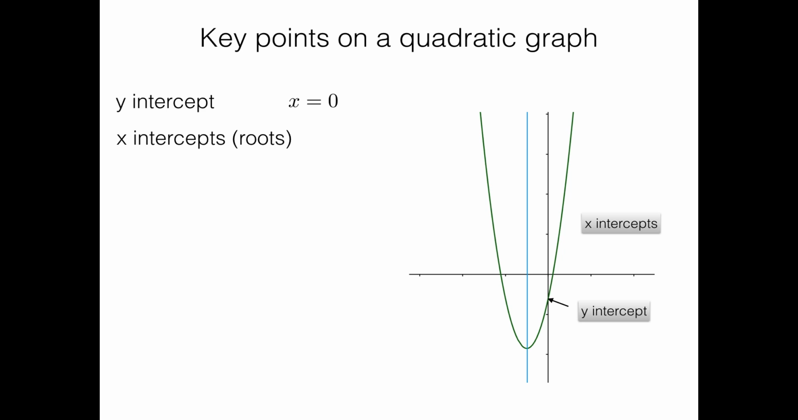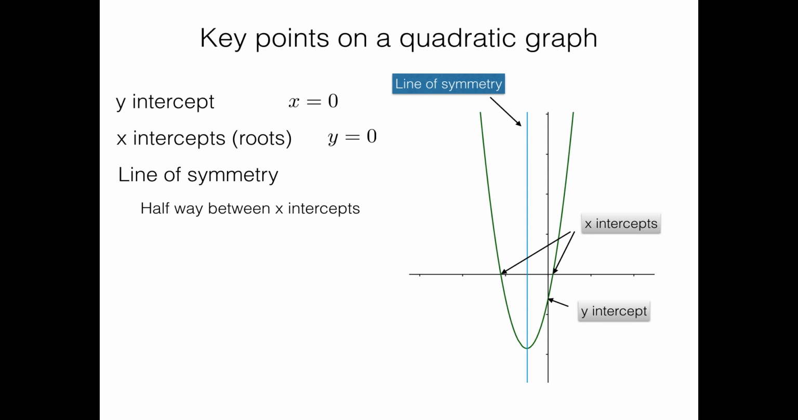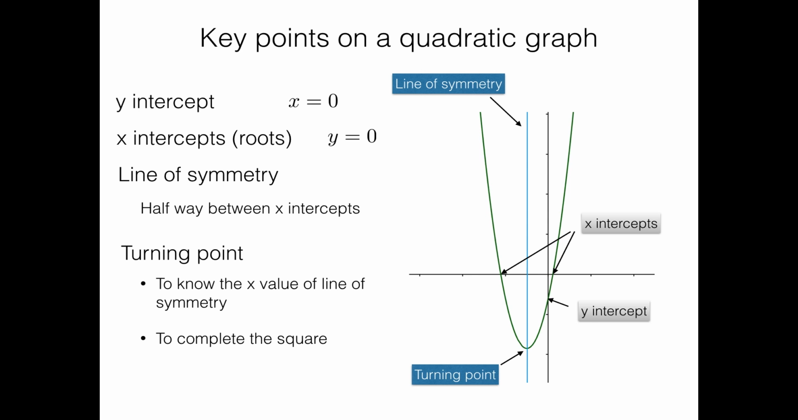Then we find the x-intercept by making y equal 0 and solving the quadratic equation. Subsequently, we find the line of symmetry, which is halfway between the two x-intercepts. Lastly, we can find the turning point in two ways. We can find the turning point by knowing the x value of the line of symmetry. The other way is by completing the square. By completing the square, we will get a form from which we could read off the turning point straight away.